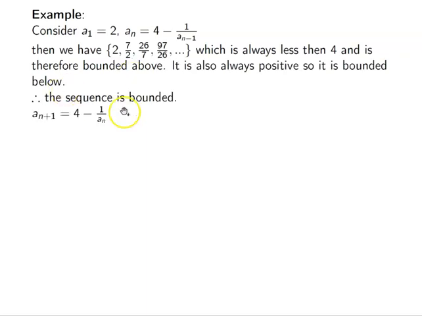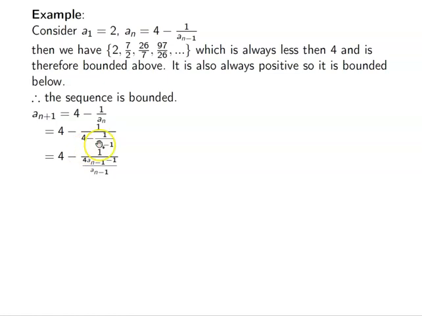So I start with my formula. Well, guess what? I know what a sub n is. It's 4 minus 1 over a n minus 1. So I'm going to replace this with its definition, right? So the next term is 4 minus 1 divided by the previous term, which was given to me by 4 minus 1 over a n minus 1.